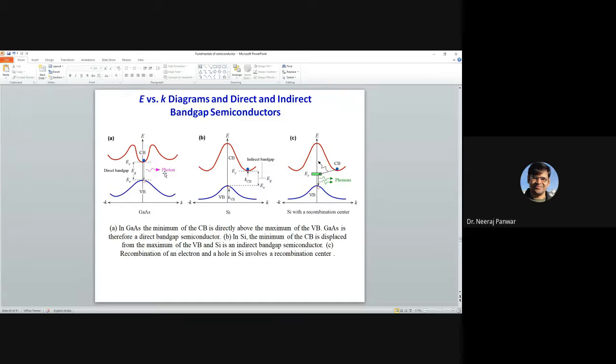Indium arsenide is a direct band semiconductor. Indium antimonide, InSb, is also a direct band semiconductor. Gallium nitride is also a direct band semiconductor. Indium nitride is also direct band. Zinc oxide is also direct band. Cadmium sulfide and cadmium selenide are also direct band semiconductors. Zinc sulfide is also a direct band semiconductor. And they have different band gaps.